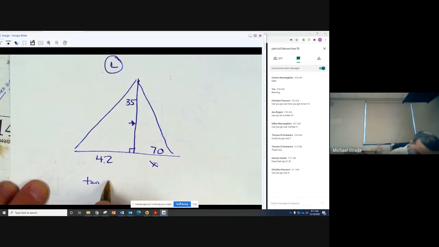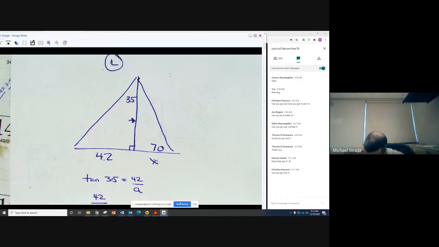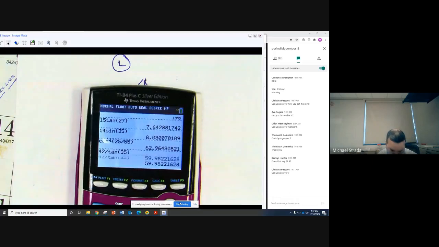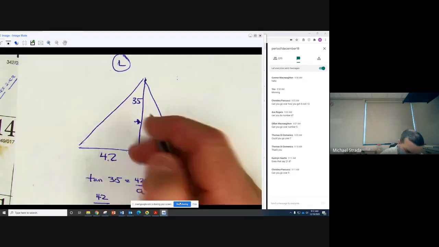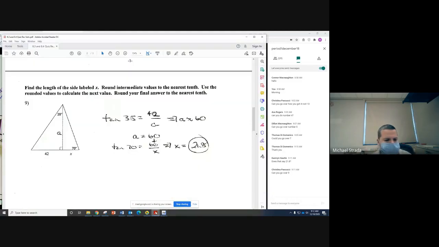So tangent 35 equals 42 over A for adjacent. Because the variable's in the denominator, we're going to end up dividing 42 divided by tangent 35. So there's the 42 divided by tangent 35, and it gives me 59.98, which it says to round to the tens place. If I look at the 9 after it, it's bigger, so that's going to be 60.